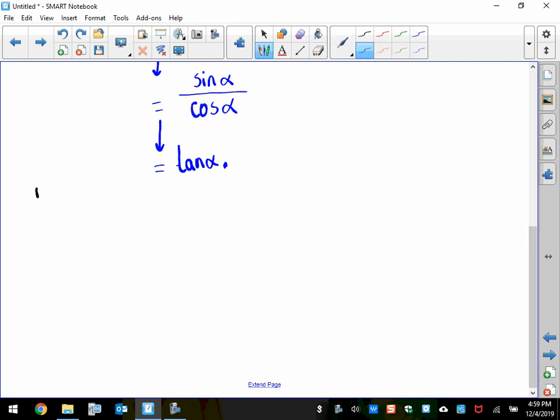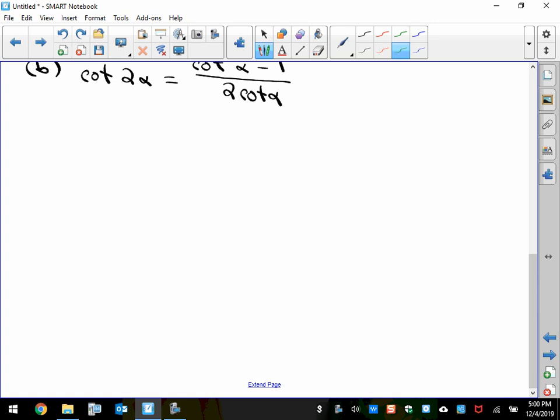So this is part B. Cotangent of 2 alpha is equal to, let's see, (cotangent squared alpha minus 1) over 2 cotangent alpha. Interesting. So this is a cotangent double angle identity, which is not worth committing to memory. The tangent one, for heaven's sakes, isn't even worth committing to memory. So why would we commit this one to memory?